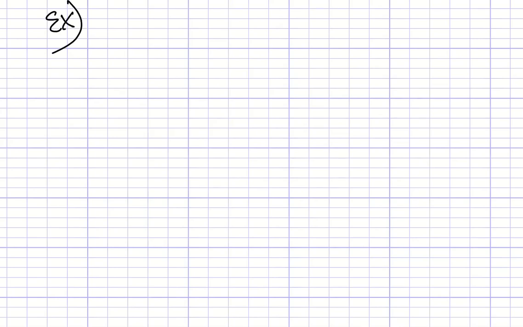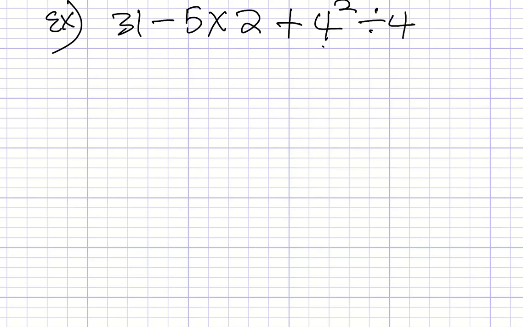Let's do another example. 31 minus 5 times 2 plus 4 squared divided by 4. Now, see, that's an exponent right there. We don't have a bracket. If they put a bracket here, then you do that first. Sometimes there's a reason why they put a bracket, to get your attention to do that first. But we don't have a bracket, so we'll do the exponent first.